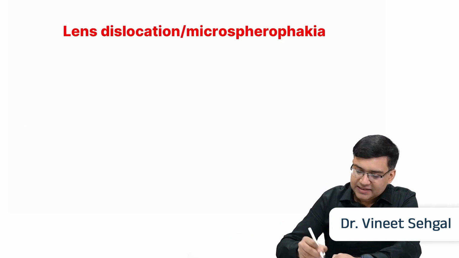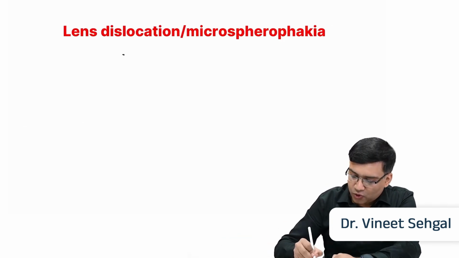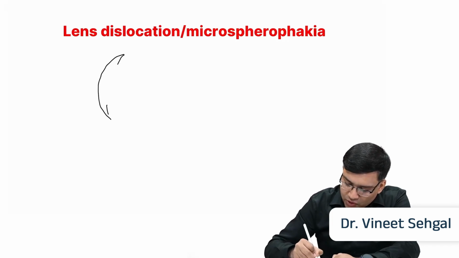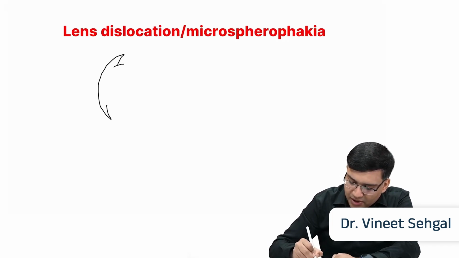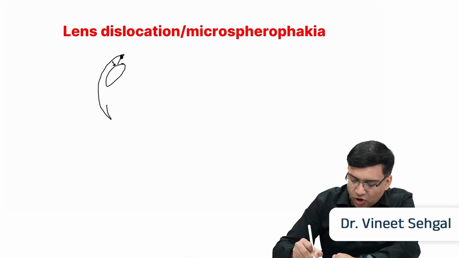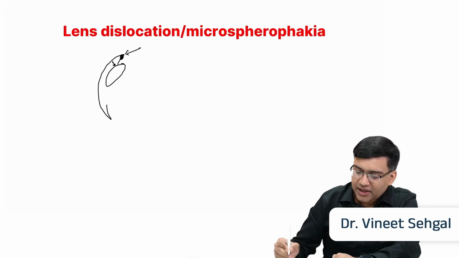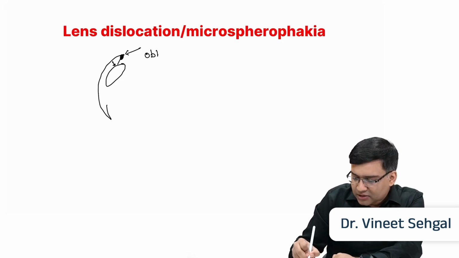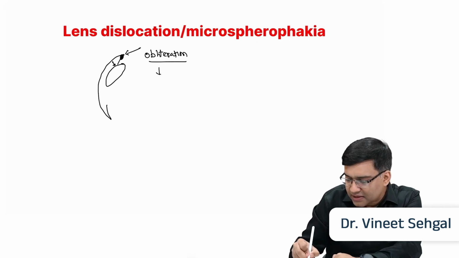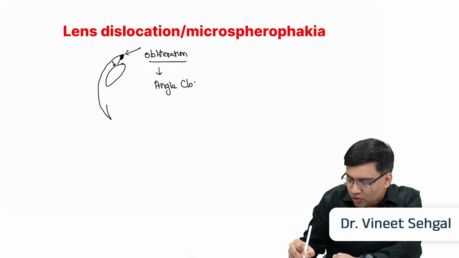Then the next is lens dislocation glaucoma or microspherophakia. So in some conditions, or there may be a trauma, the lens comes in the anterior chamber, and because the lens is in the anterior chamber, it obliterates the angle. So this obliteration then again causes a secondary angle closure glaucoma.